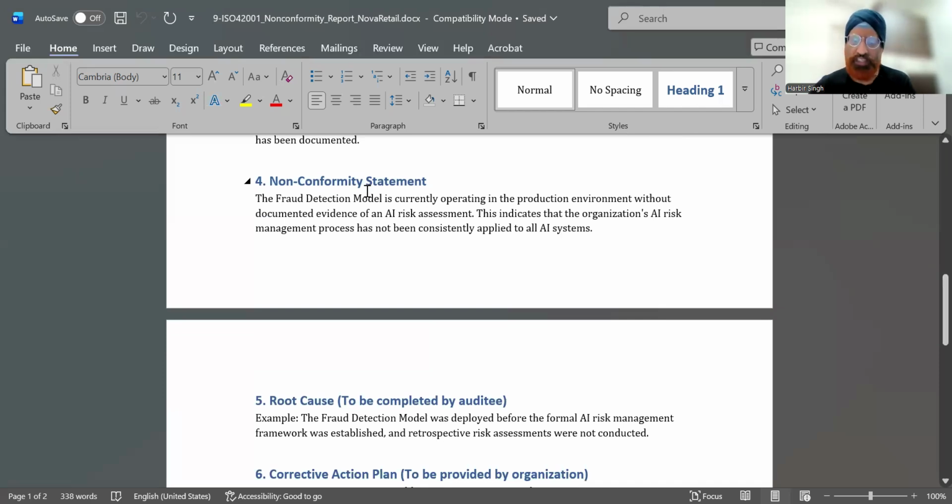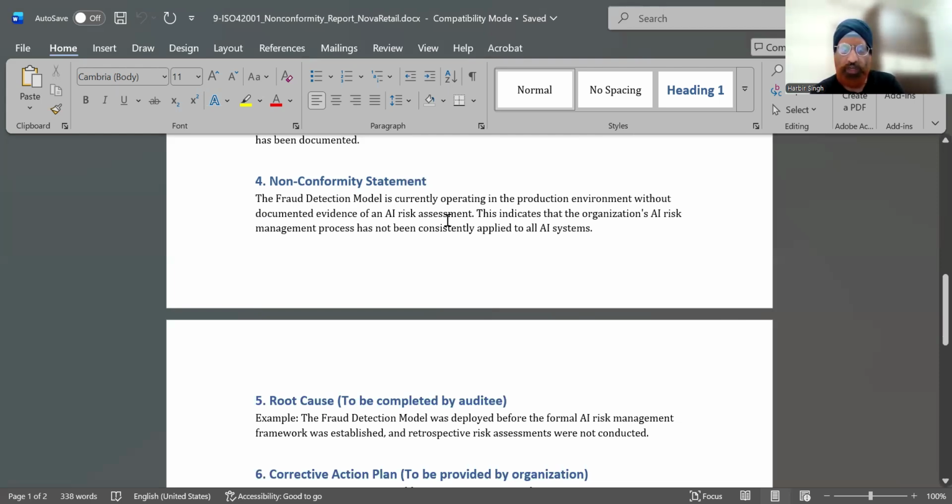Non-conformity statement. This is the statement of the non-conformity. We have to be very clear on the three things. One, what was the requirement against which the non-conformity is raised? Number two, what was the non-conformity? And the description of the non-conformity. These three things have to be very clear to us, and then we will make this clear to our auditee as well, right?